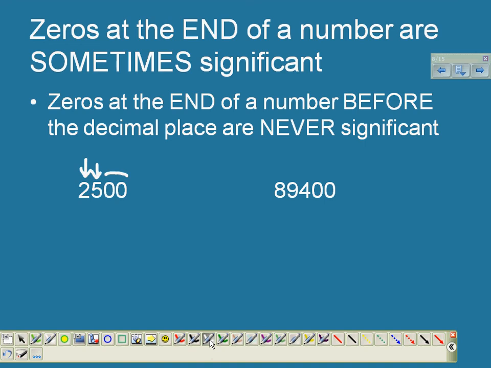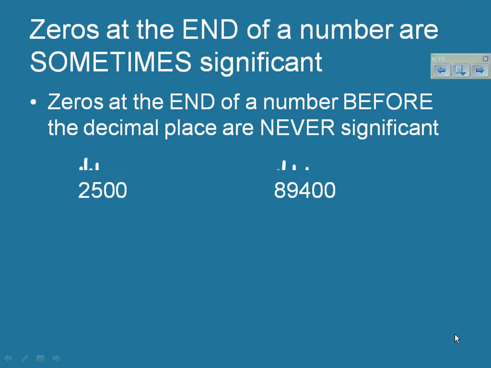Looking at 89,400, decimal is absent. Count sig figs from the right. Start counting with the 4 till the end of your digits. How many sig figs? And you should have 2 and 3.